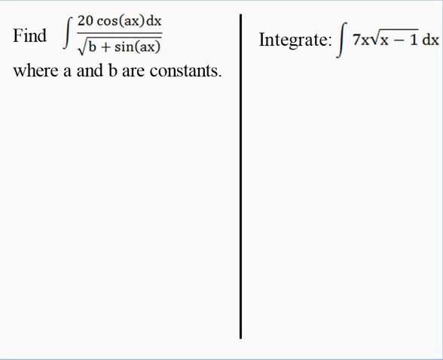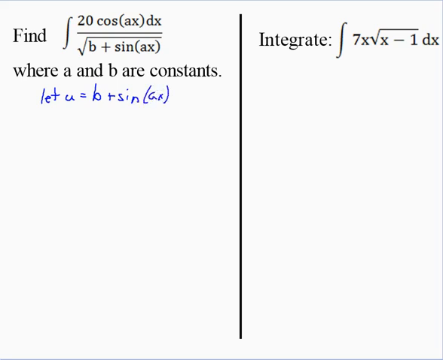So moving on to a few more examples. Here we have another integration. A and b are constants, so we'll remember that as we go throughout this. But as we look at this, our main function here is this square root in the denominator. So we are going to let u equal what's inside that main function. So that's b plus sine of ax.